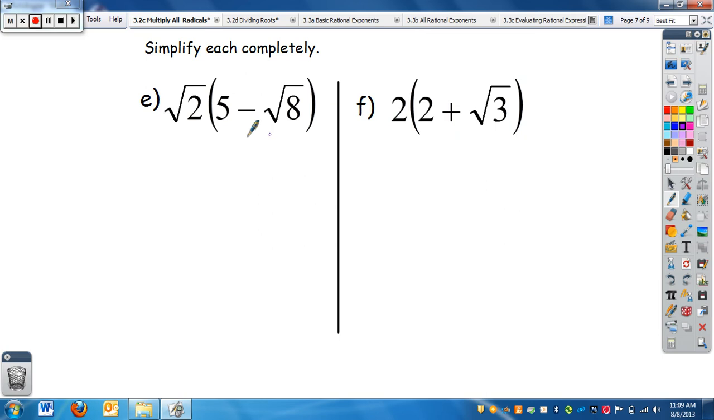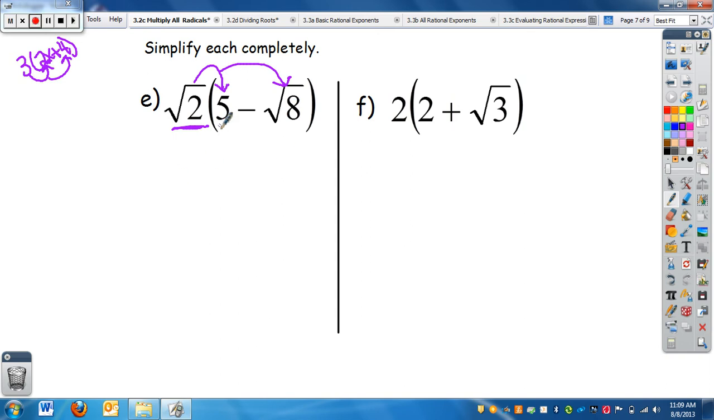So on E, notice I have a root on the outside, and then I have an expression on the inside where there is a subtraction. So in this case, this is like if I would give you 3 times 2x plus 4. And hopefully you know that to simplify this, you would distribute. Well, I am going to distribute the root 2. So I'm going to distribute it to the 5 and distribute it to the root 8.